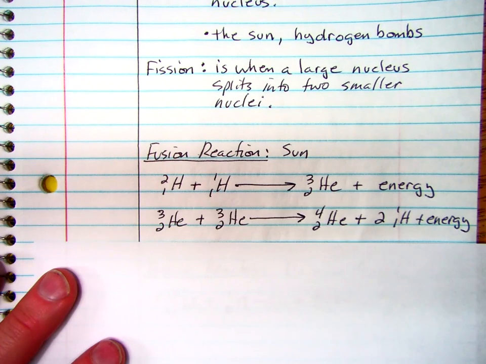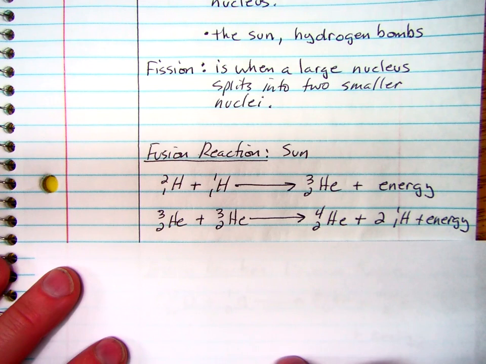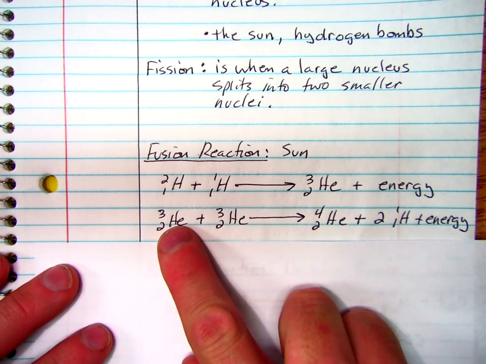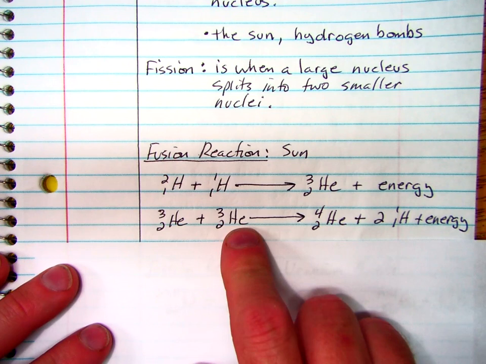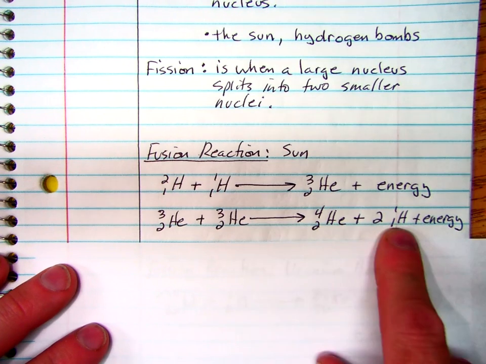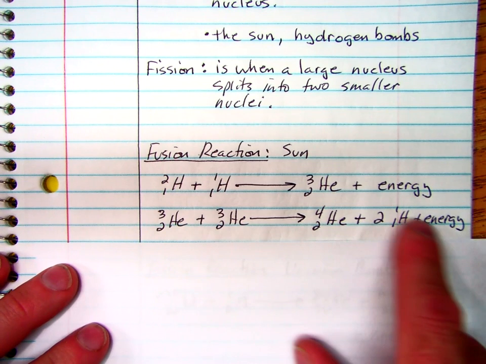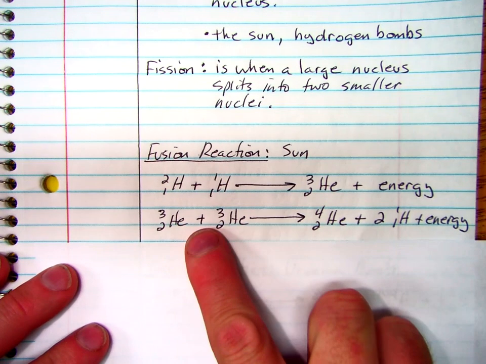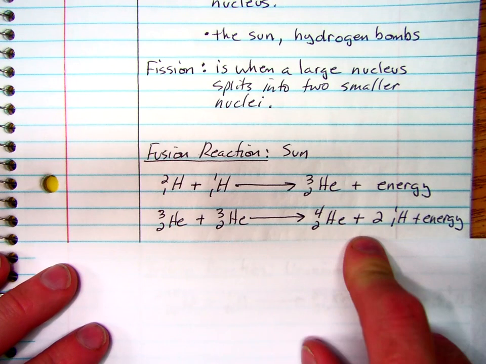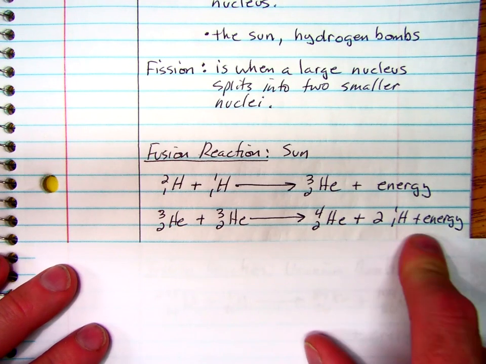Here's another fusion reaction. Helium-3 plus helium-3 fuses into helium-4, and it also produces 2 hydrogen-1 nuclei, plus energy is liberated. The mass of the reactants is greater than the mass of the products. So mass was lost. It became pure energy.